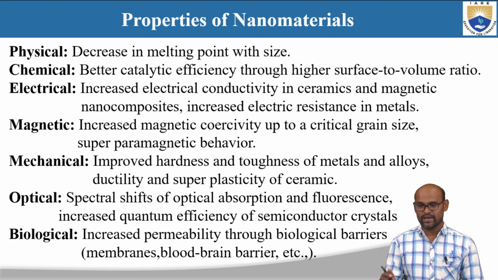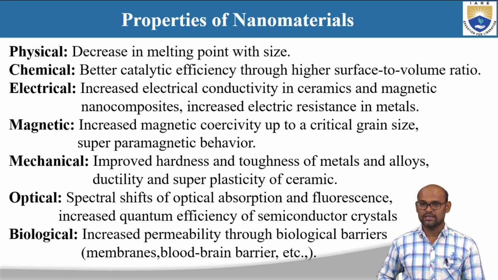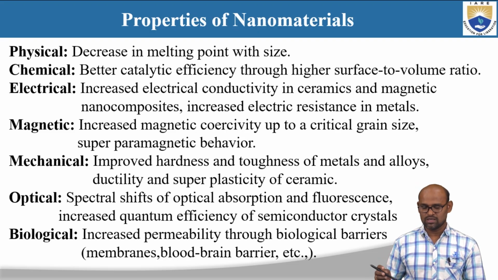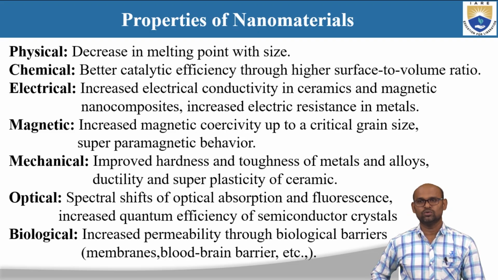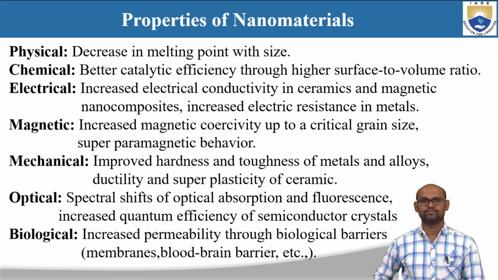For optical properties, they will exhibit fluorescence, for example. And for biological properties, they increase permeability through biological barriers, for example the blood-brain barrier and membranes. So these are many properties that change when we go from bulk to nano size. Okay, so that is what we have discussed.